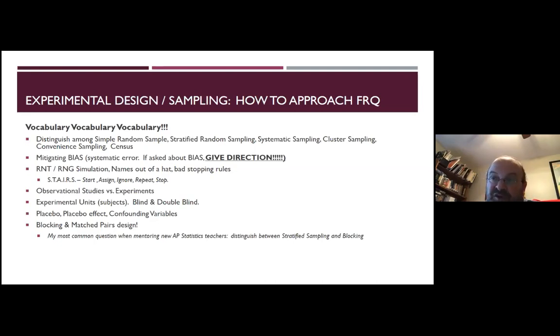The difference is blocking is an experimental technique. So what are we doing? Once we have those blocks, we are assigning treatment and control randomly within each block, versus stratified sampling, where we are taking a sample, usually an SRS, from each stratum. But the reason it's so easy to confuse them, one's a sampling method and one's an experimental technique, is that they start off really with the same first step.